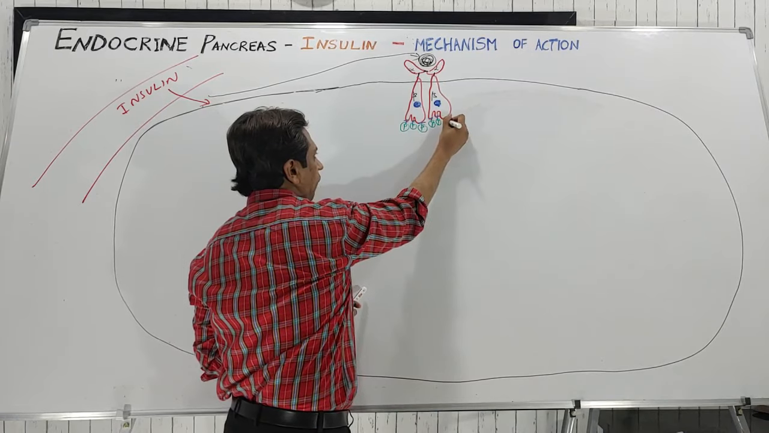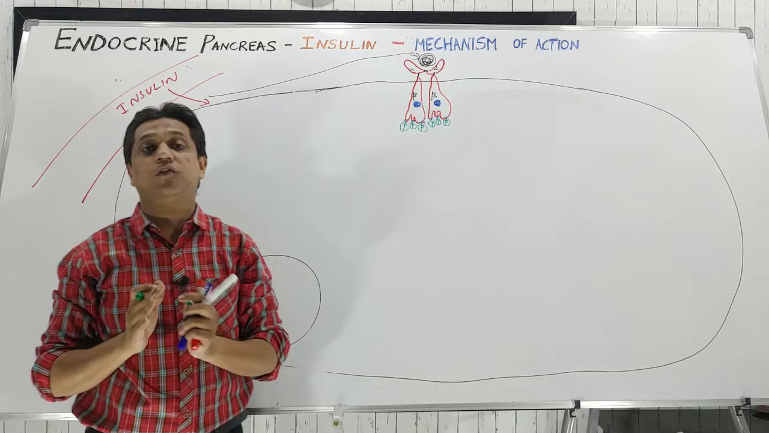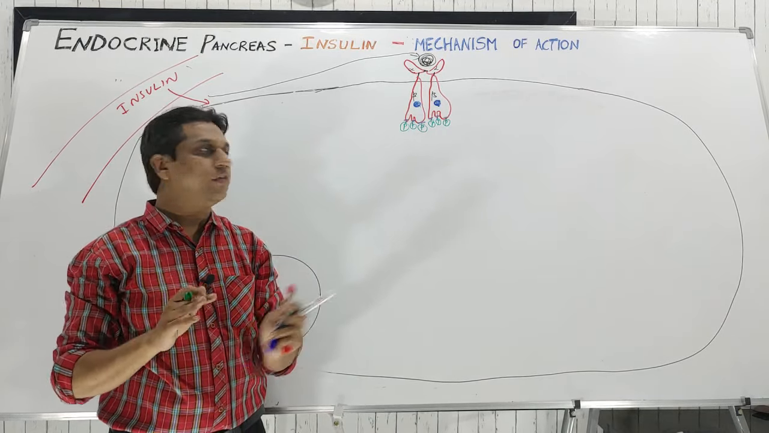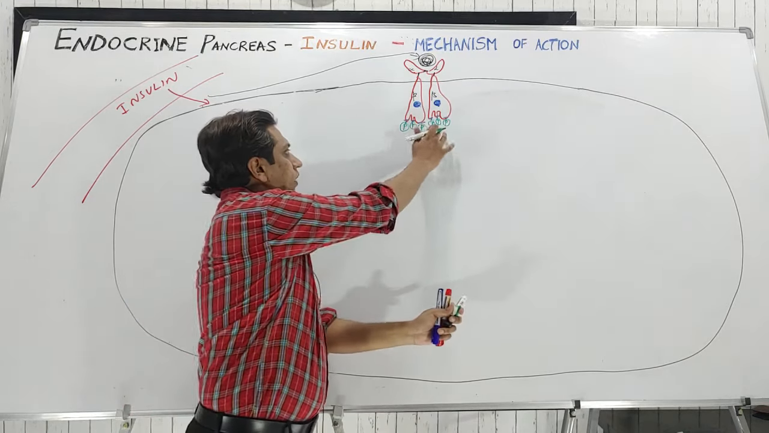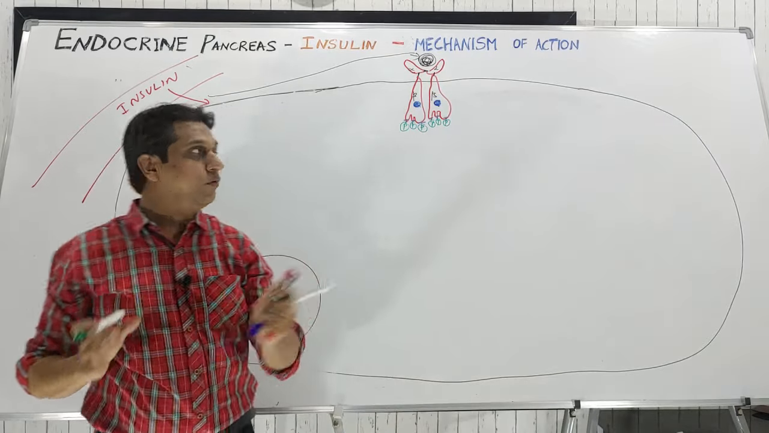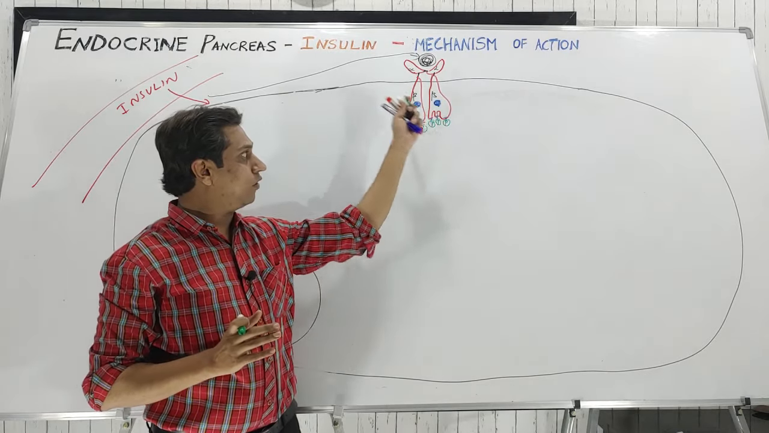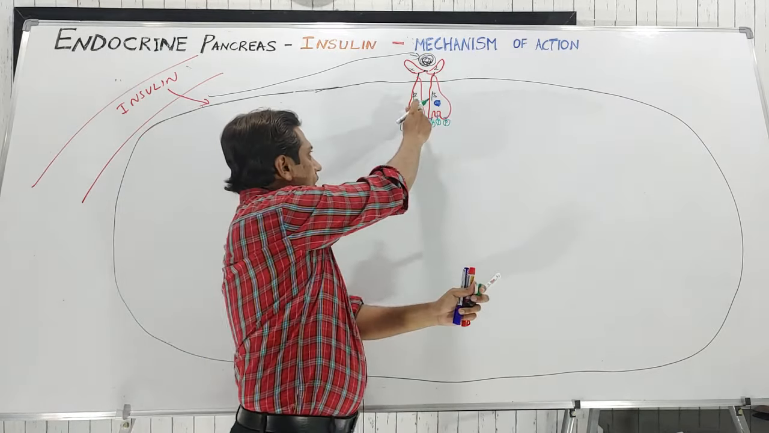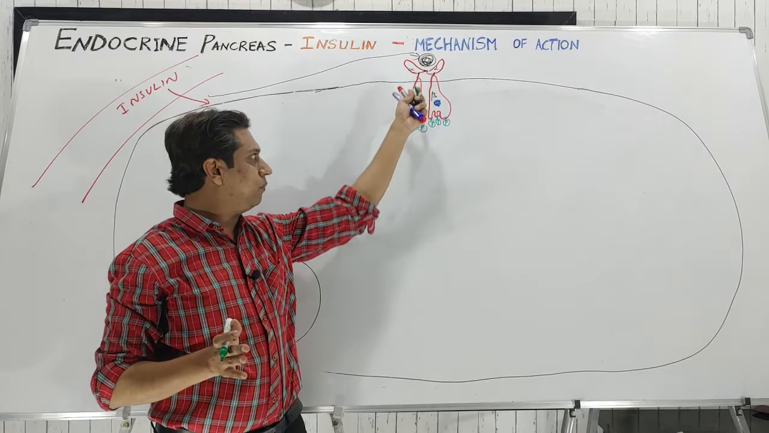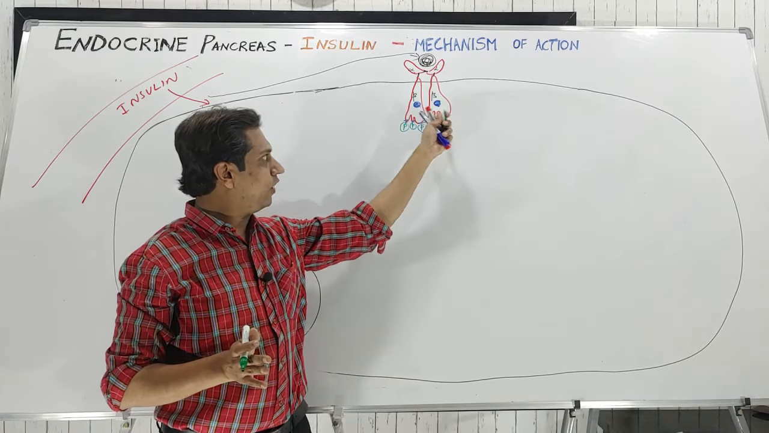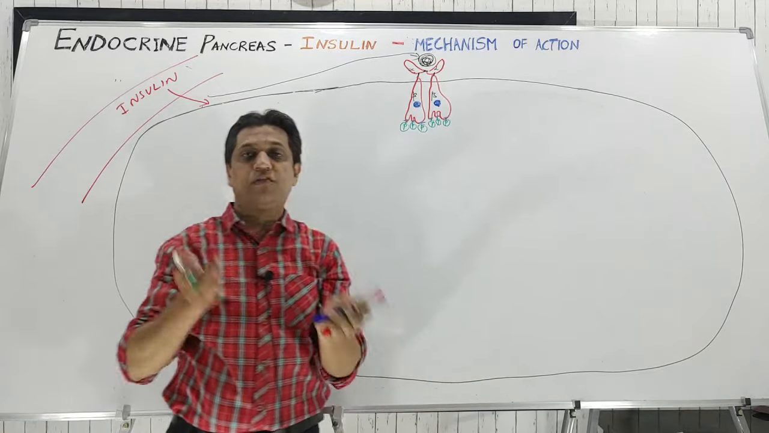Now this type of phosphorylation of the tyrosine residues of the beta subunit is known as autophosphorylation. That is, the intrinsic activity of this enzyme causes the phosphorylation of the tyrosine residues of the beta subunit of the insulin receptor. Also this is a cross phosphorylation, that is, the tyrosine kinase enzyme of the beta subunit on one side causes the phosphorylation of the tyrosine residues of the beta subunit on the other side. So it is cross autophosphorylation.